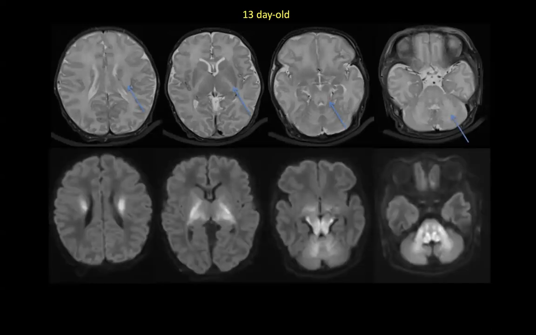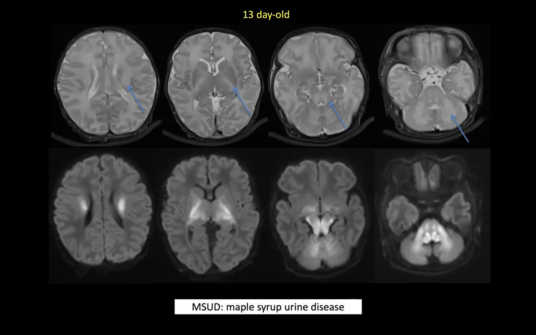The areas that are myelinating actively at this age are bright, probably because of intramyelinic edema, and this is typical of urea cycle disorder, in particular MSUD, maple syrup urine disease. This is the more typical. We have other disorders that can involve these same areas that are metabolically active, but in a bit less striking fashion, like urea cycle disorder.